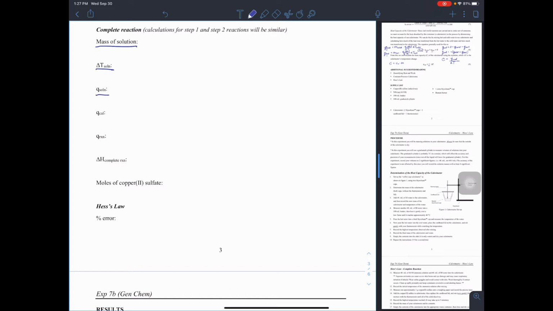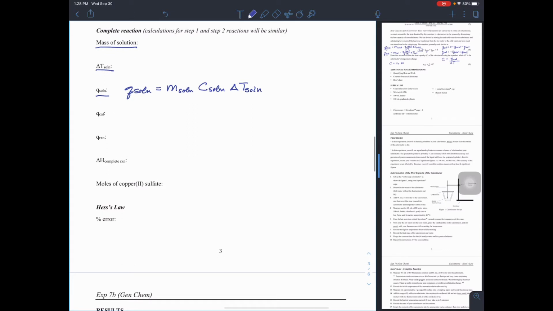Q for the solution equals the mass of the solution times the specific heat capacity of the solution times the change in temperature for the solution. Here's that C again. Do we use a specific heat capacity of water? Well, was it just water in the solution?